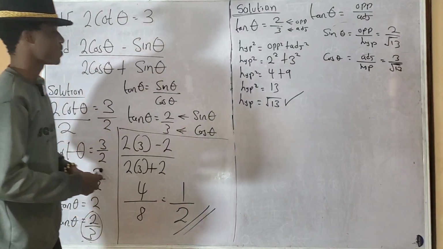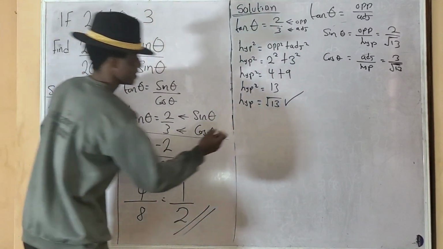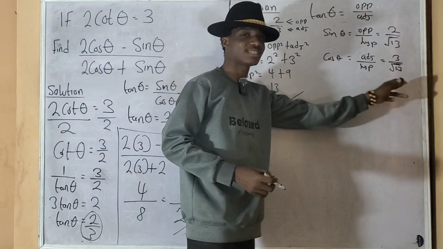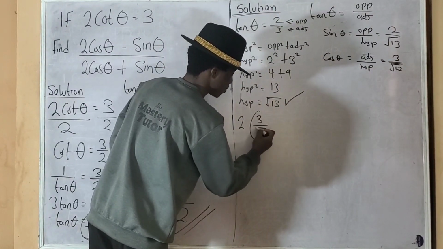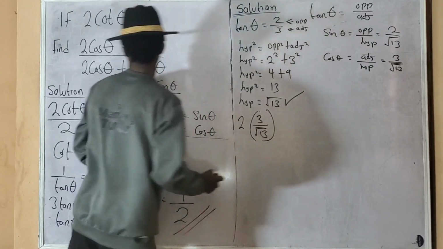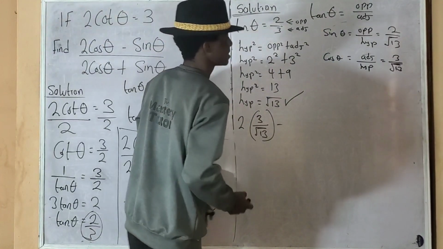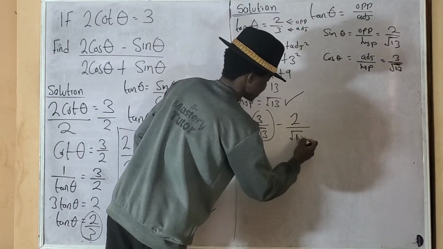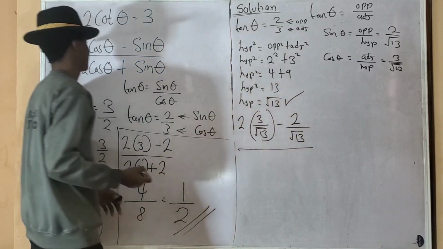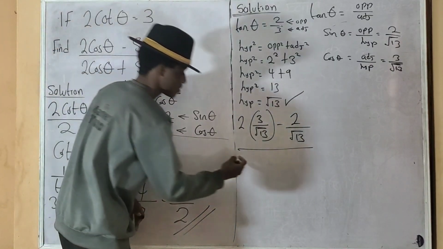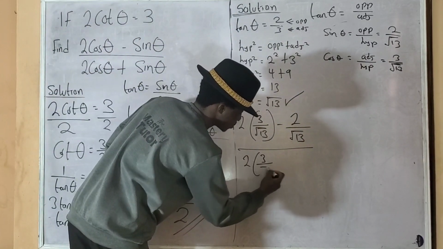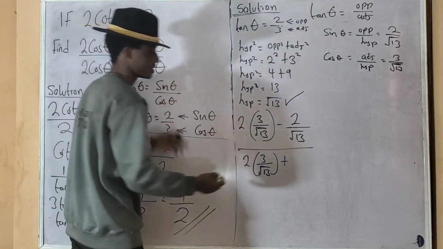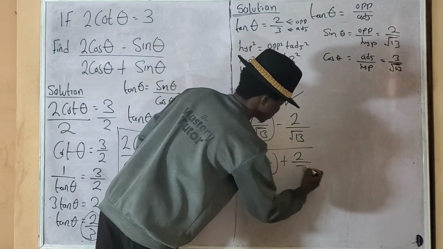Are you following? So I'm having 2 cos theta. So I'm going to have 2 multiplied by cos theta, which is 3 over root 13, so 3 over the square root of 13, minus sin theta. Sin theta is what? 2 over root of 13. This divided by 2 cos theta. Again, I'm going to have 2 multiplied by 3 over the square root of 13, plus sin theta. Sin theta is the same as 2 over the square root of 13.